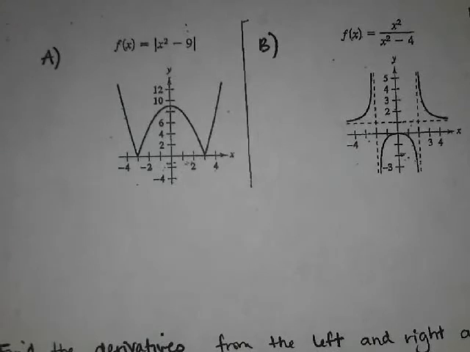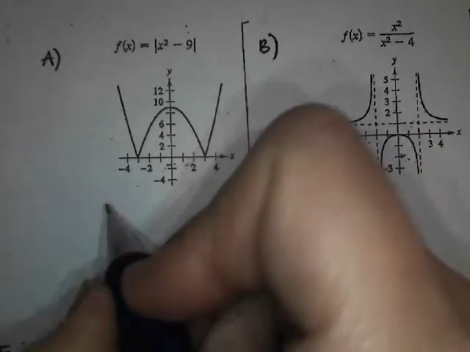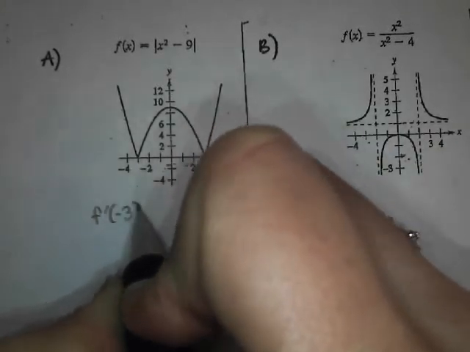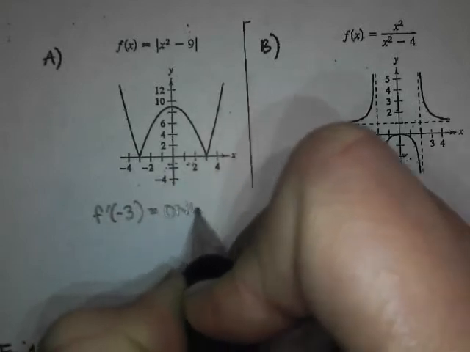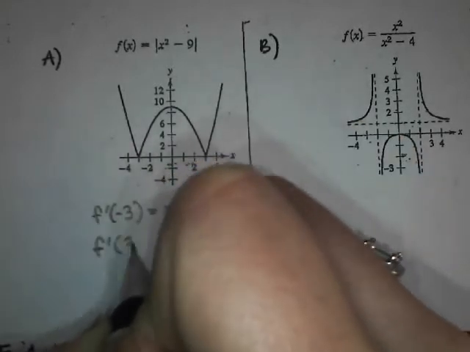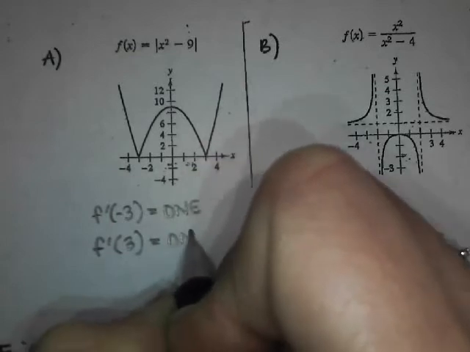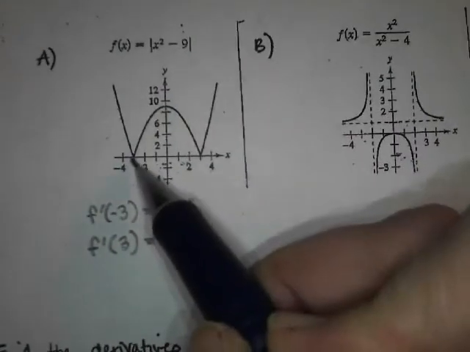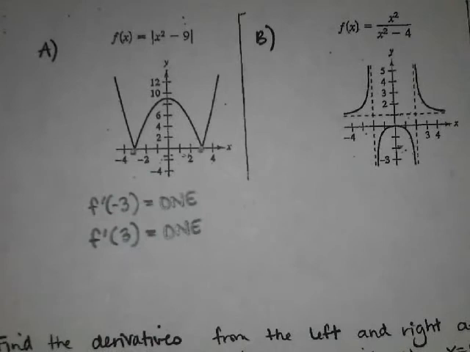At -3 and 3. Very good. And what is this a case of? Why is it not differentiable there? Because it comes to a point. Exactly. Good.